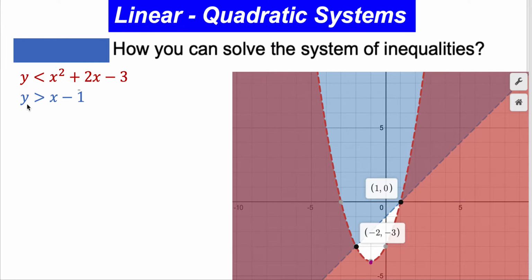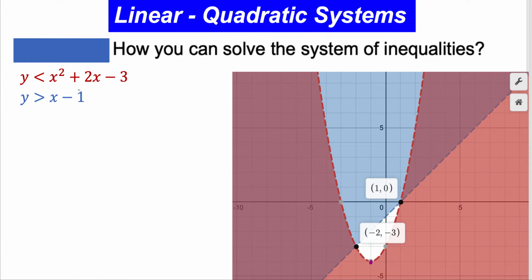And the other linear equation is y is greater than x minus 1. Again, x minus 1 is this line here, a linear equation, and y is greater. It means the solution is on the upper side, in this side here. But y is smaller than x squared plus 2x, it means it takes everything down from this part here.